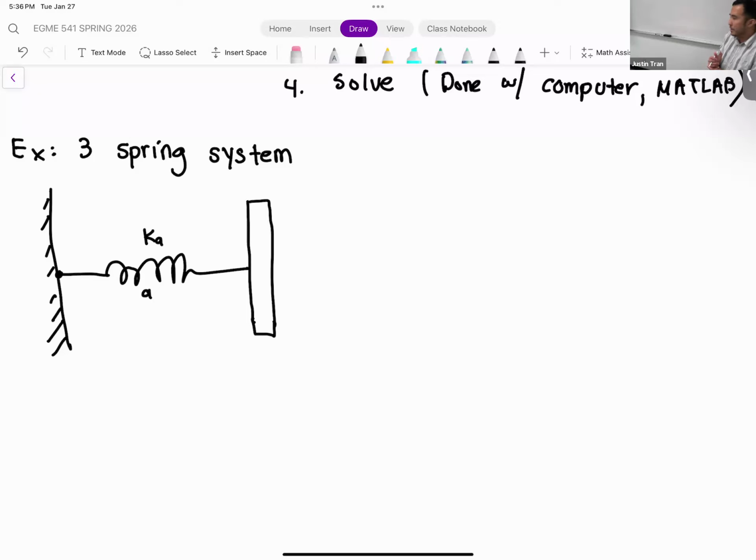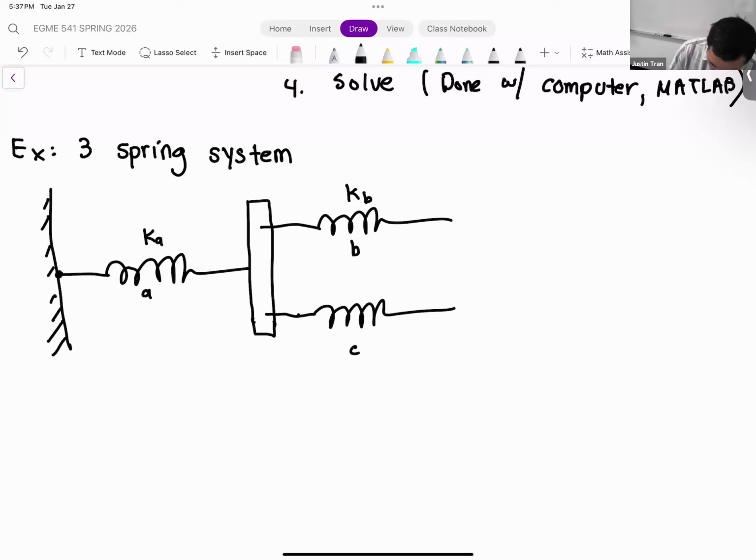The block is not going to be an element. It's just a way for us to connect these springs together, because to this block, we're going to connect 2 other springs in parallel. You're going to have 1 spring up top. This is going to be our element B, with spring constant KB. And then on the bottom here, we're going to have another spring. We'll say element C, and it's going to have its own spring constant KC as well.